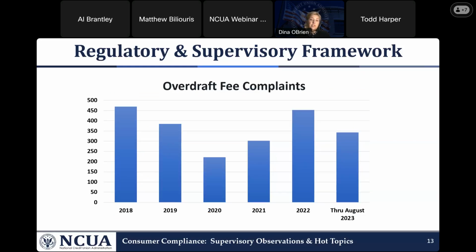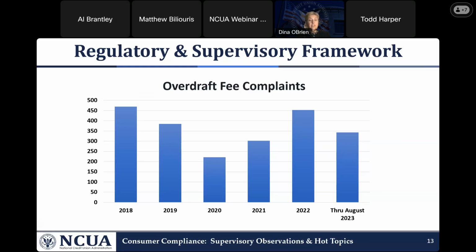NCUA is aware of research indicating that overdraft fees hit low-income households and people of color the hardest. The Financial Health Network noted that low to moderate income households incurred overdraft fees nearly twice the rate of high-income households, and that Black and Hispanic households were charged overdraft fees at substantially higher rates than white households.